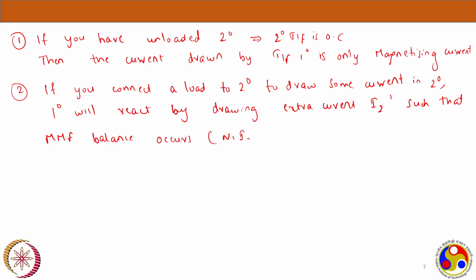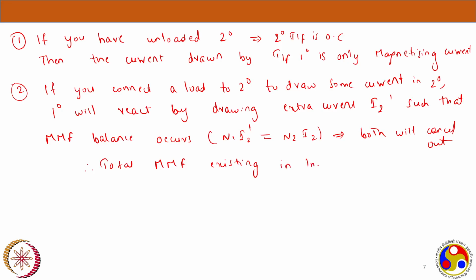So this N1 I2 dash is equal to N2 I2. So they both cancel out each other, and the total MMF existing in the circuit is once again N1 IM. So the flux remains constant.